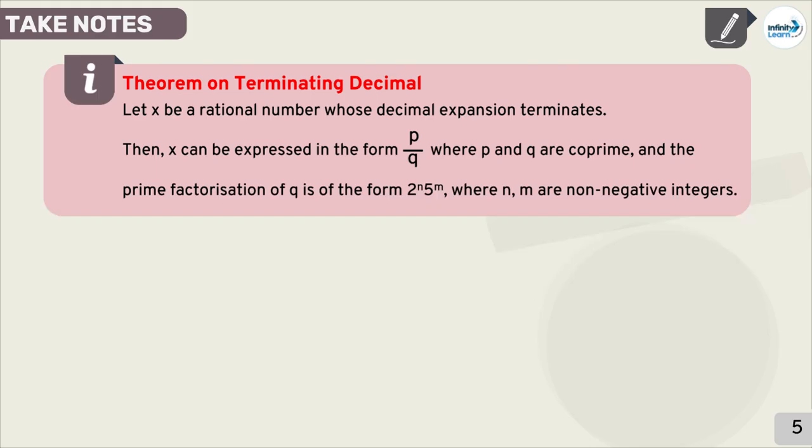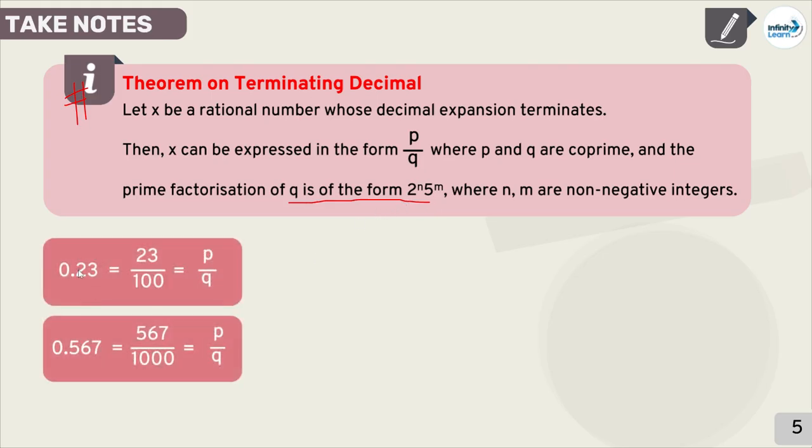Now, what is the theorem based on terminating decimals, and what is the condition for a decimal expansion to be terminating? If the denominator q is in the form of 2 to the power n and 5 to the power m. Let us see an example. 0.23, denominator कैसा है, 100. On doing the prime factorization of 100, it is in the form of 2 to the power n or 5 to the power m. ठीक है?